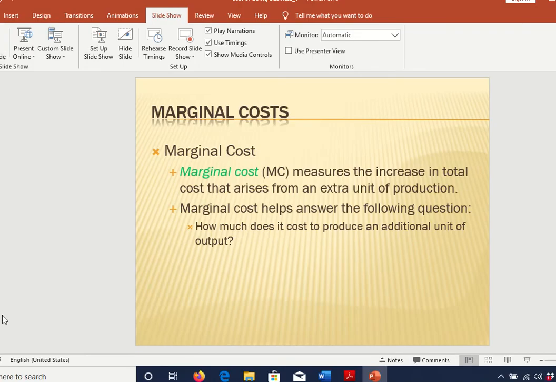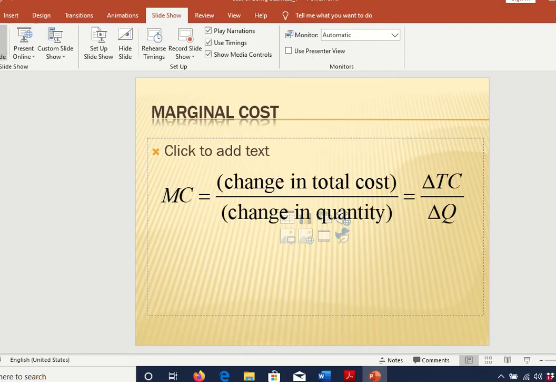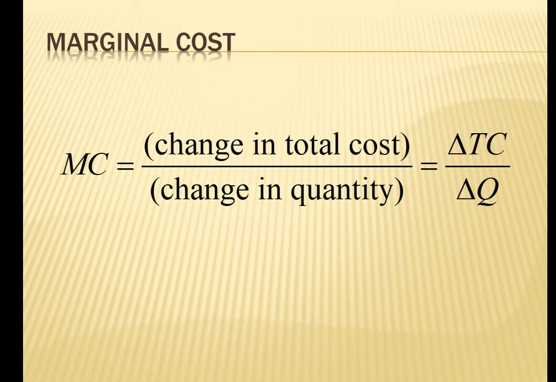So this is how we calculate the marginal cost. It is the change in total cost divided by the change in quantity of output. Essentially, it's asking how much more it costs to produce additional units of output. Okay, so let's look at some calculation.